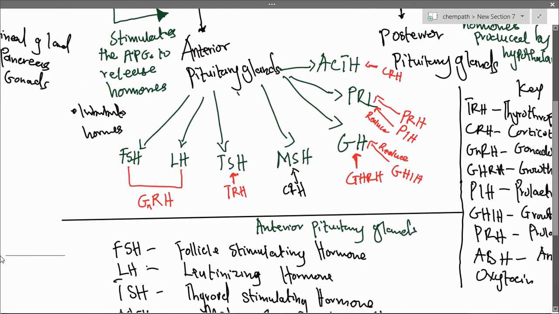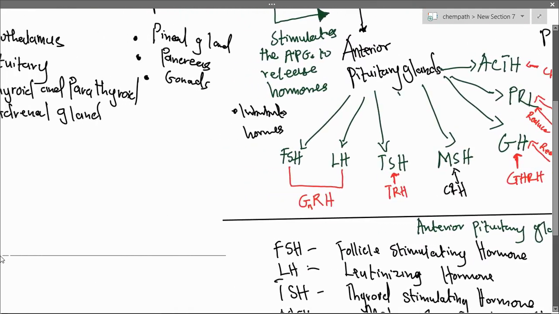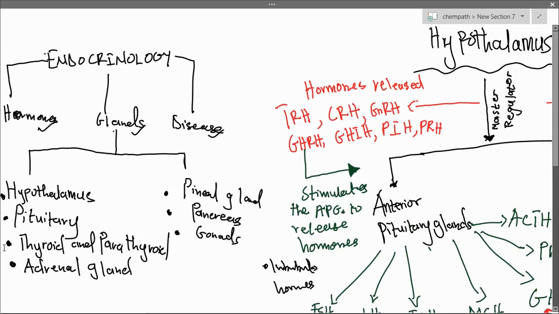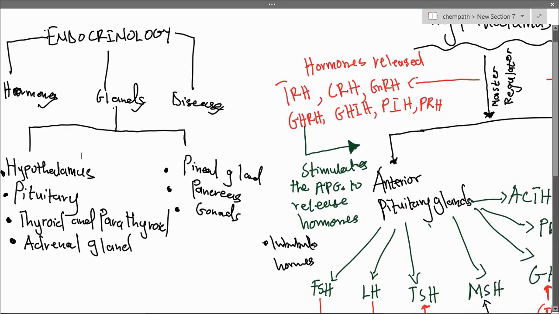Alright, now let's do a very quick overview of what we've done today so far. First of all, when we talk about endocrinology, we are talking about hormones, glands, and diseases. The hormones are substances produced by the glands and secreted directly into the bloodstream to affect target organs. Some examples of the glands we have are the hypothalamus, the pituitary gland, the thyroid and parathyroid glands, the adrenal gland, the pineal gland, the pancreas, and the gonads.